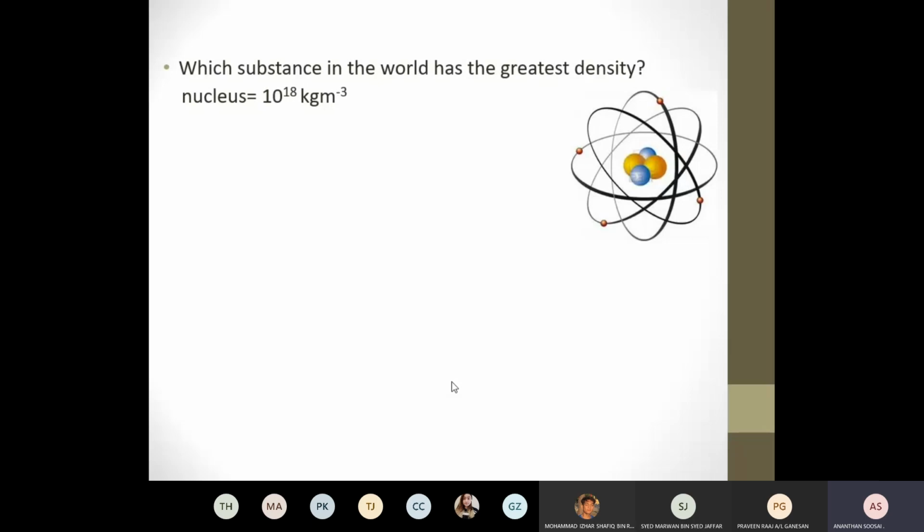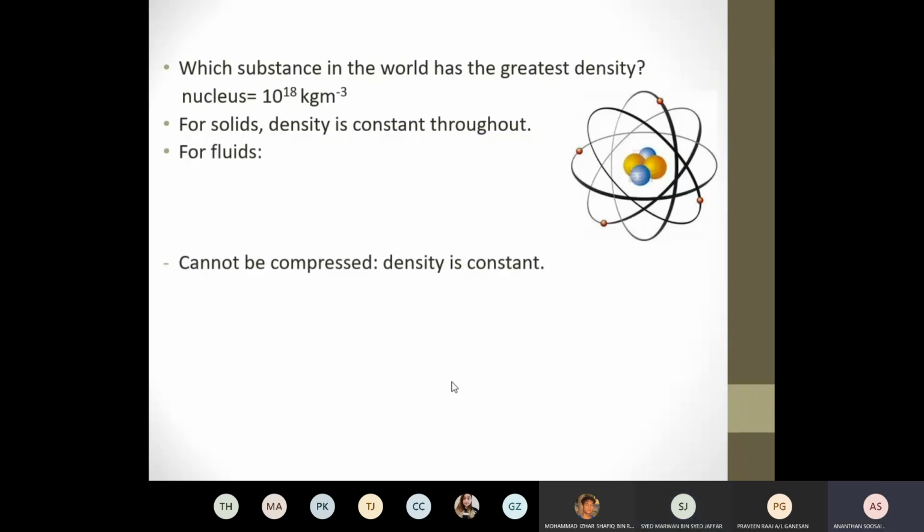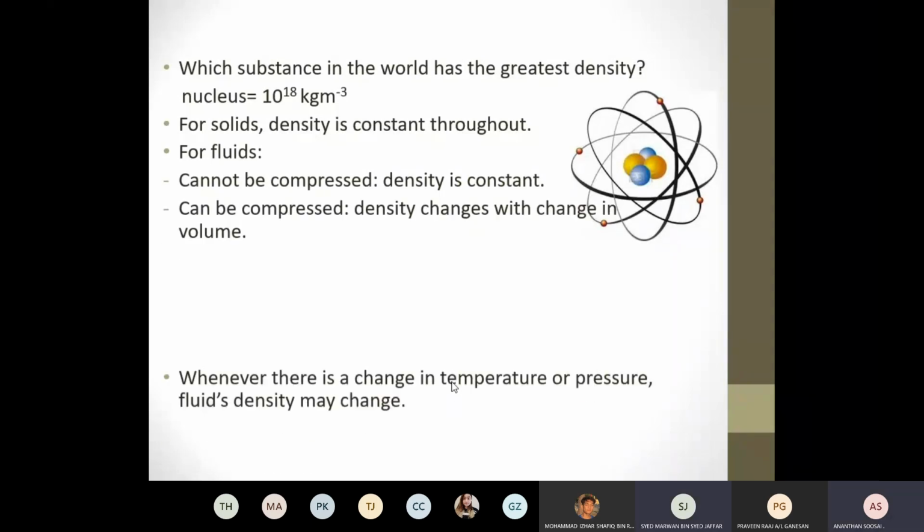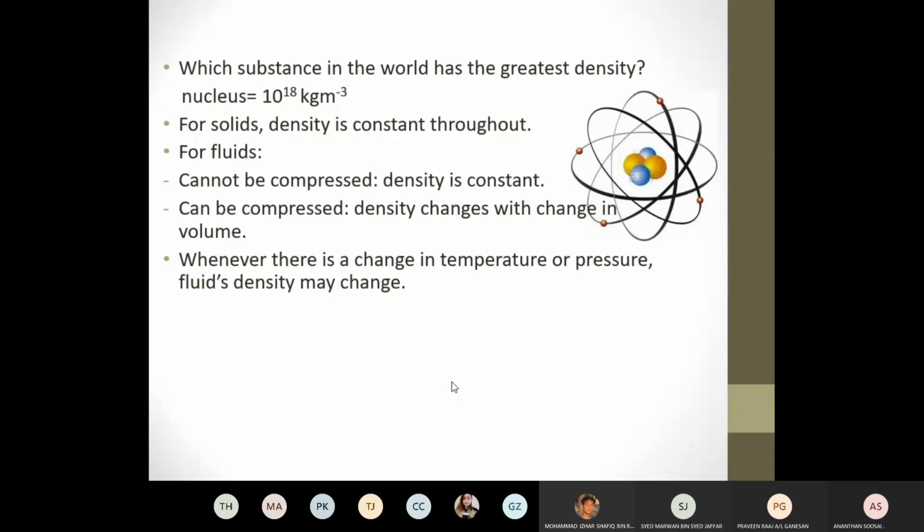Microscopic level, 10 to the power of 80. For a solid, the density is constant throughout, and fluid can be compressed. Especially for liquid, density is still constant as it cannot be compressed. But if it can be compressed, density changes.